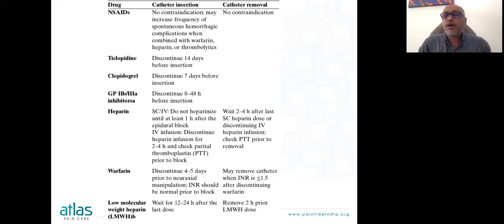So when we plan to do the interventions, we first look at the drugs which need to be stopped. This is something you can keep in mind when it comes to anti-inflammatories, clopidogrel or aspirin. And once you've done that, we have a list of interventions you could possibly do.